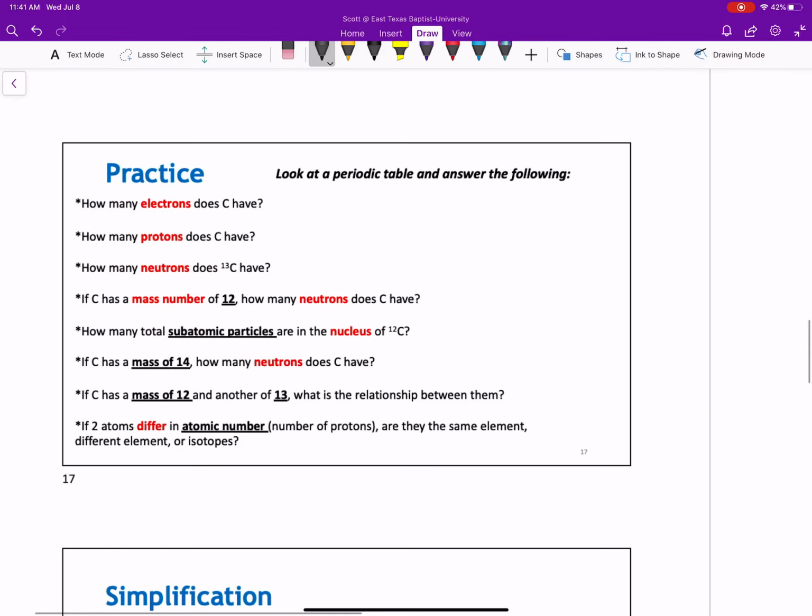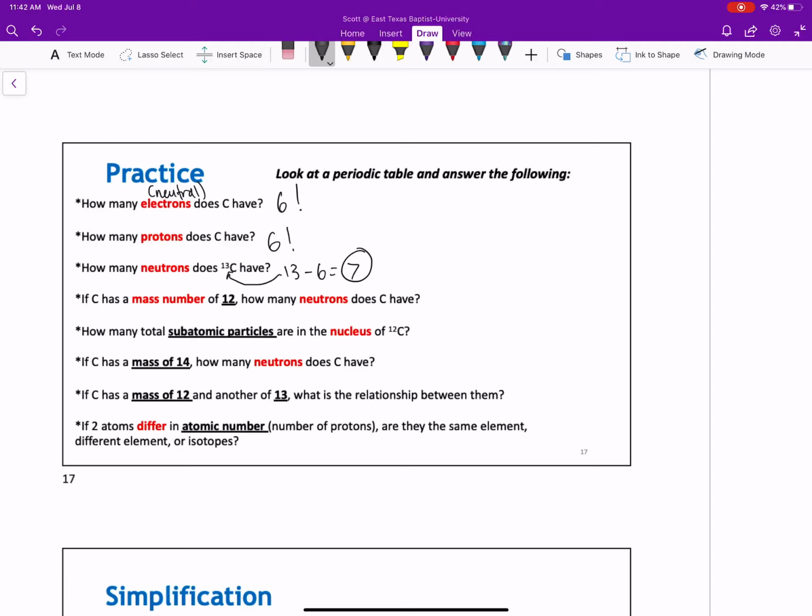So briefly, I want to quickly look at this. If you get out your periodic table, how many electrons does a neutral carbon atom have? Well, the answer should be 6, because that is going to balance out with the number of protons, which is 6 according to the atomic number. That should also be 6. How many neutrons does carbon-13 have? Well, we've already solved this, but 13 is the mass number indicated by that superscripted 13 by the atomic symbol of C. 13 minus 6 gives you 7 neutrons.